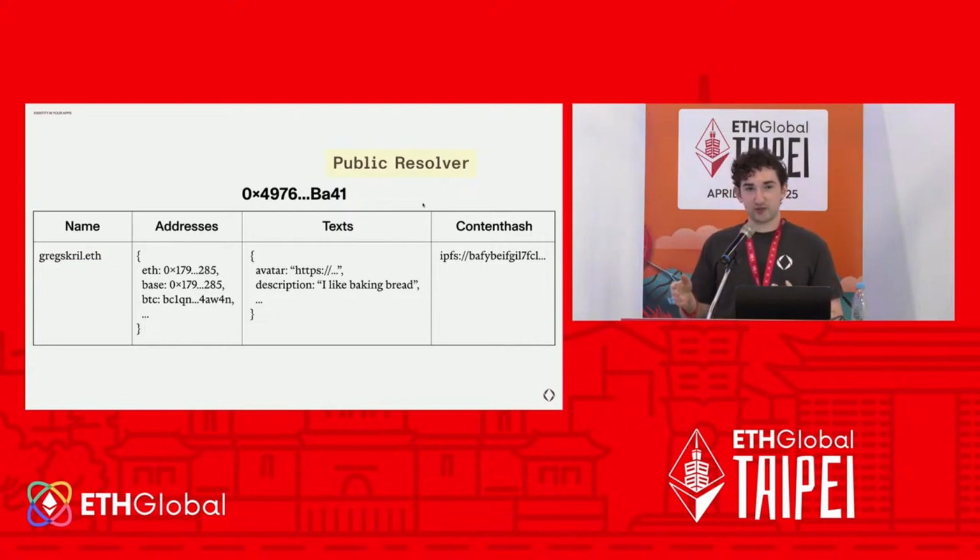In addition to addresses, I can store text records. These are the arbitrary key value stores that I described earlier. The common ones are avatar, description, and so on. But you can imagine throwing really anything in here.